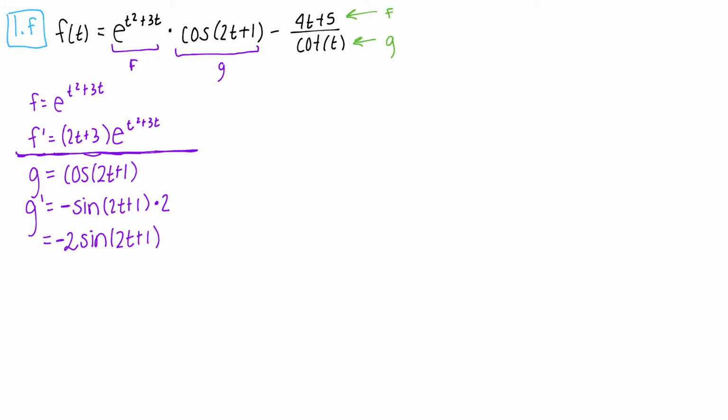We have f and g over here. So for our quotient rule, we have f is equal to 4t plus 5. F prime is 4. G is equal to cotangent t. And here's how I remember these derivatives.